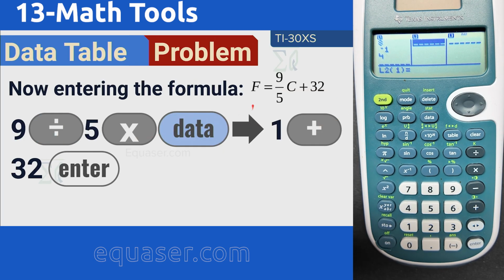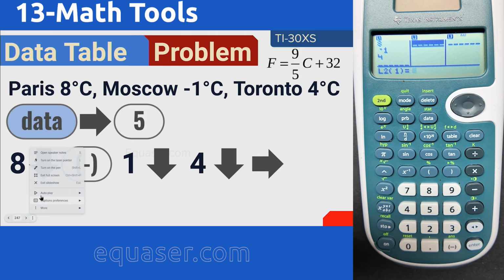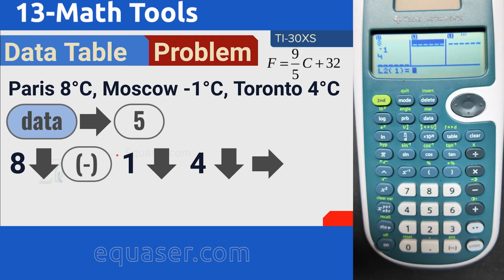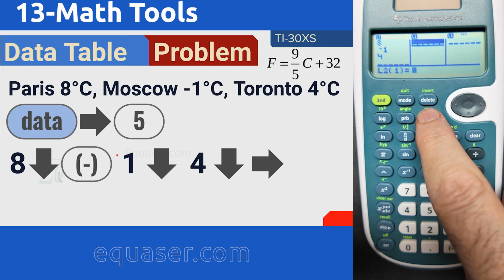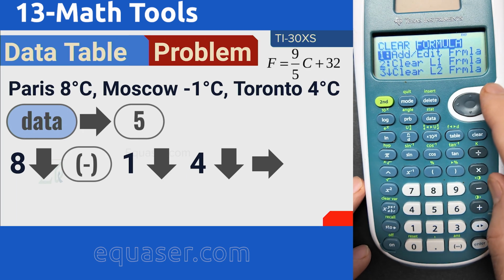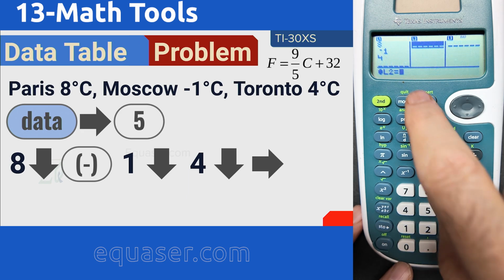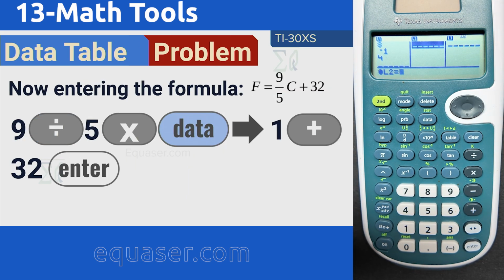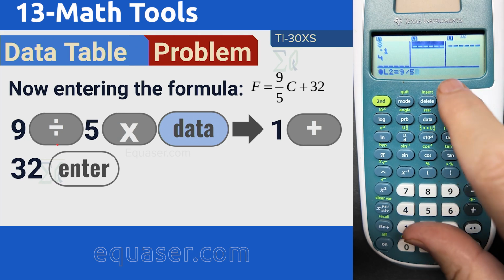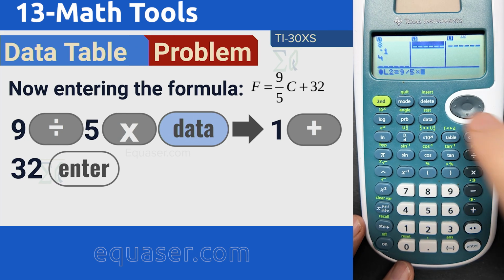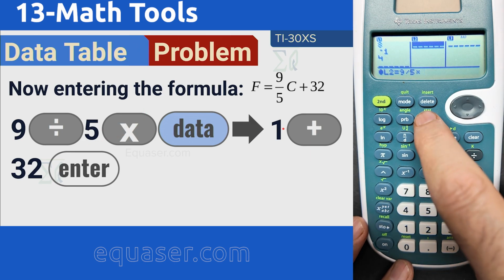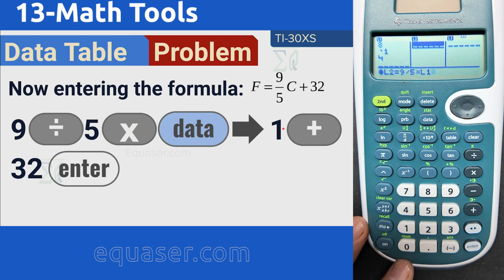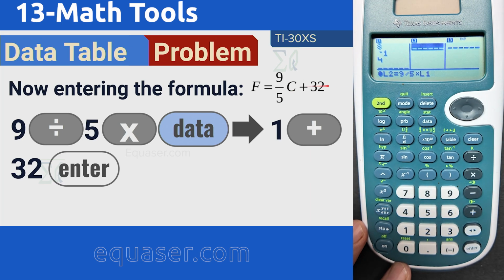We are now in L2. While we are in this screen, we press data, go to the right, formula, and then 1. L2 is now there. Now we do 9 divided by 5 times L1. We want to say data 1, and you will see now L1. So 9/5 times L1. This is the formula: 9/5 times whatever value is in L1 in this column, plus 32.